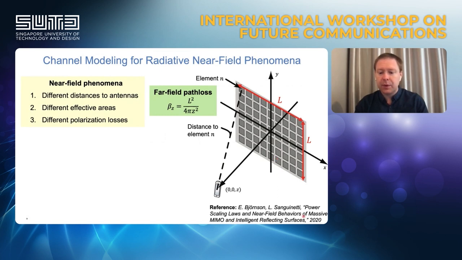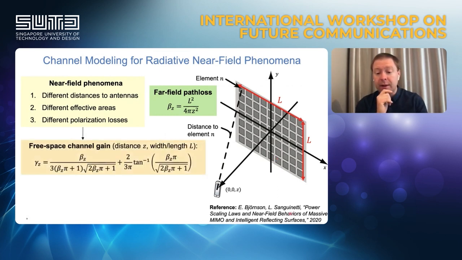And in the paper that you see on the bottom, power scaling laws and near field behaviors of massive MIMO and intelligent reflecting surfaces, we obtain this kind of formula, which is telling us more precisely what will be the path loss in free space in the radiative near field. And I'm not going to go into exact details, but it's the same kind of thing here. The user that transmits is here in the center of the array at the distance z. We have L by L as the size of it. And within this formula, things that are appearing is beta z. This is the far field path loss. But there are also some other things showing up here. There's pi, there's a tangent inverse, and there are some complicated things here. We will use it for simulation next slide.